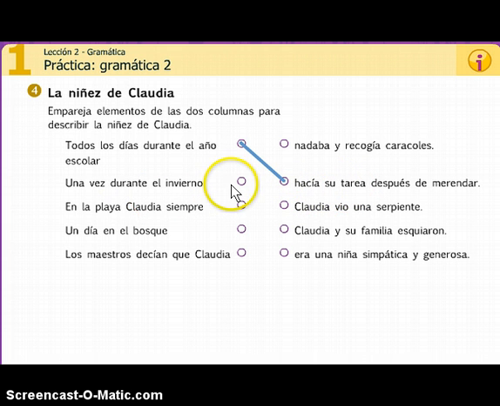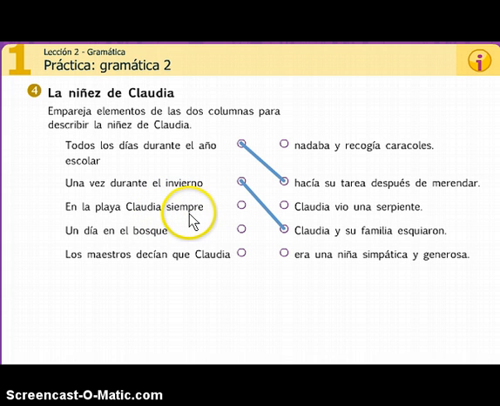Una vez durante el invierno. Una vez, one time. I'm definitely going to be looking for something in the preterite. And invierno's winter, so I'm going to be looking for something to do with wintertime, being cold, maybe a winter activity. Oh, look right here, I got skiing. And my verb's in the preterite, I got an aron ending. Awesome.